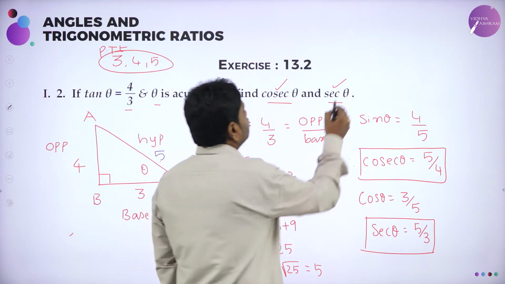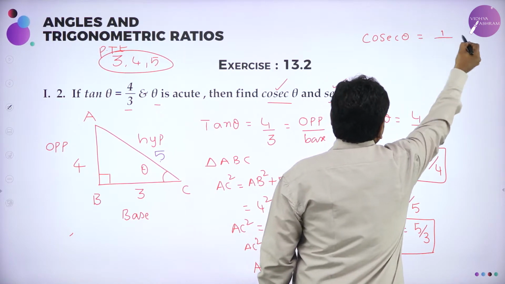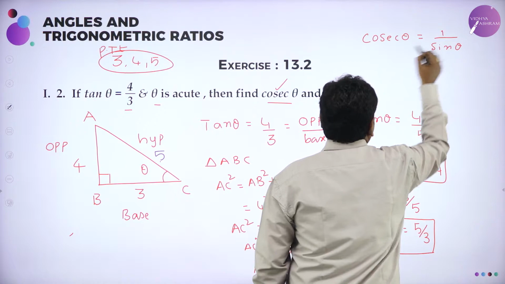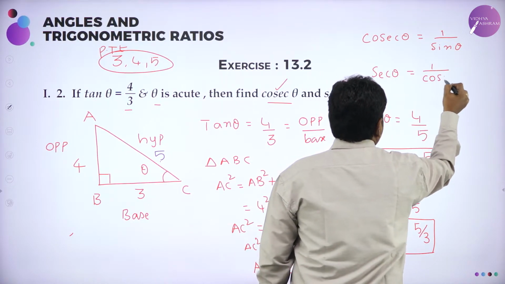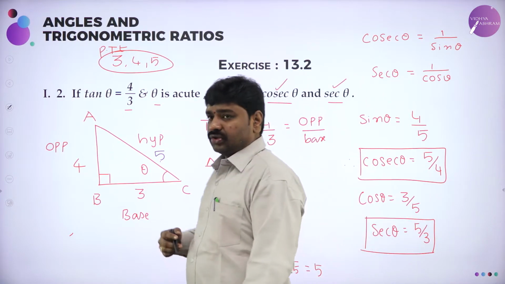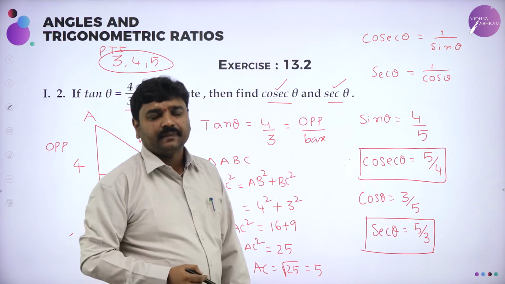What is the basic here? What is cosecant, dear students? Cosecant theta is the reciprocal of sin theta. Become thorough with this, no confusion. And secant theta is the reciprocal of cos theta. So first find cos and reverse it, you'll get secant. First find sin and reverse it, you'll get cosecant. That's it.